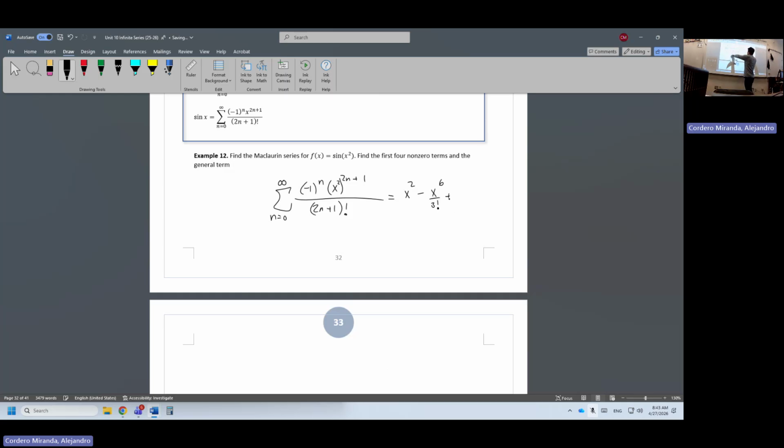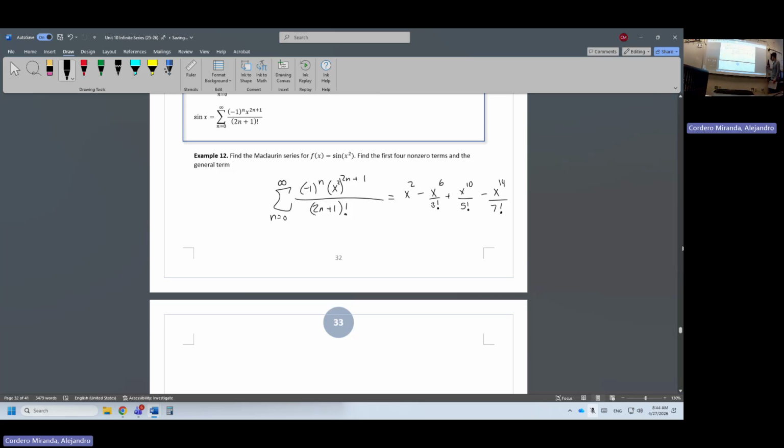Here's me plugging in 2. That would be positive 1. 2 would give me 5 up here, so x squared to the 5 would be x to the 10 over 5 factorial. Now I see the pattern: the exponents are going up by 4, and the factorials are just the odd numbers. Cool!